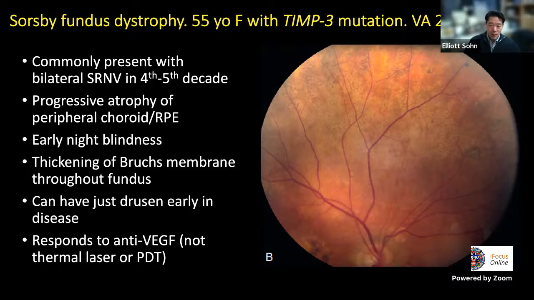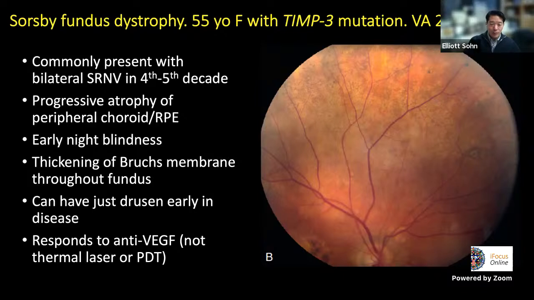A lot of these patients, because of their peripheral involvement, will have early night blindness. And the histopathologic thing that's important to know for this disorder is that there's thickening of Bruch's membrane. Some patients will just have drusen early in the course of disease. So you need to be aware that that could be Sorsby fundus dystrophy, but it could be other things as well, like we've talked about. These CNVs do respond to anti-VEGF, but not as much to thermal laser or PDT.